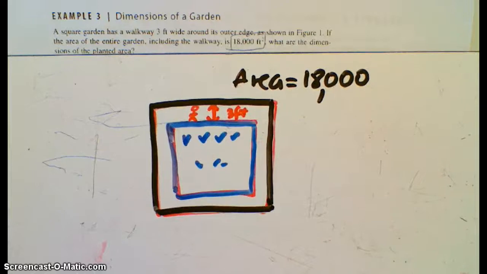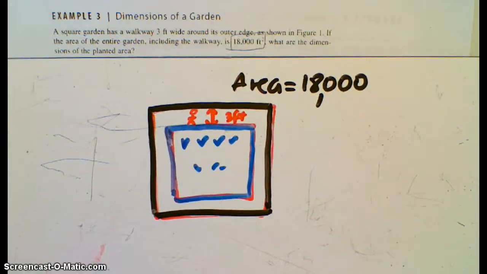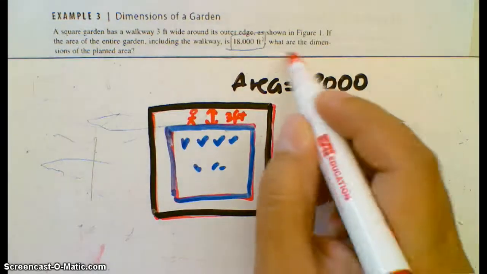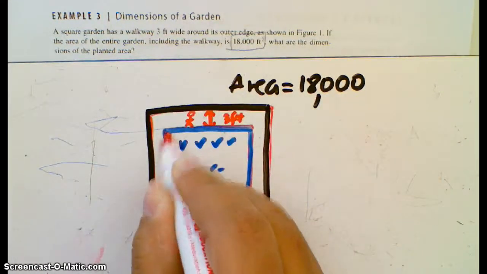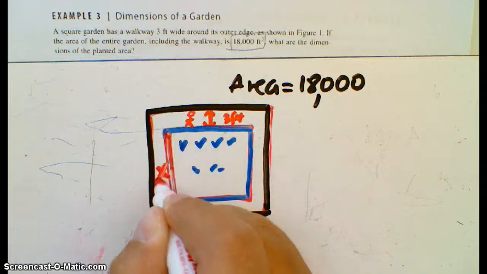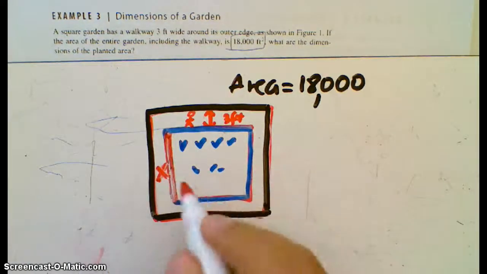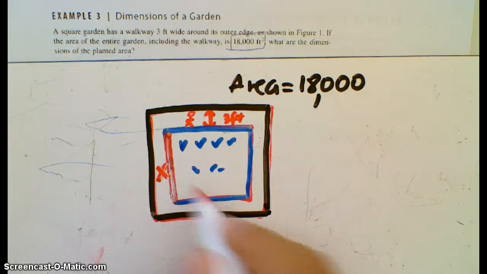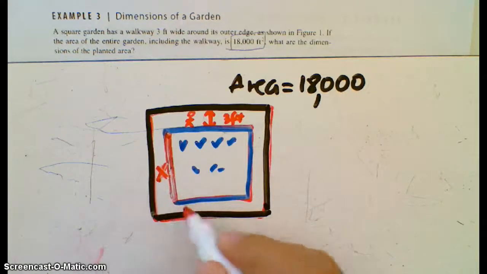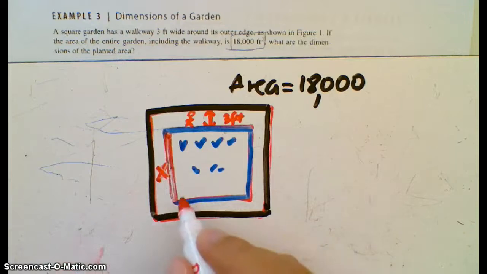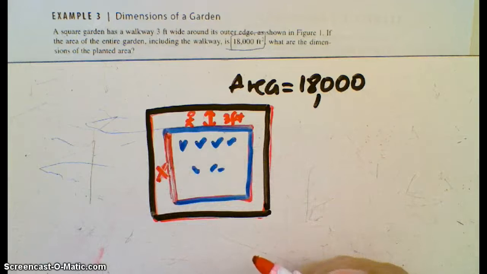So the first thing I'm going to do is identify my variable, what it is that I'm trying to find: the dimensions of the planted area. So this will be my x. And I only have one thing I don't know, because once I know the side of the square, I know the dimensions. If it's 8 feet, then it will be 8 by 8. If it's 9 feet, it will be 9 by 9. So I'm going to call that side x. You could have called any side of the square x, it doesn't matter, because it's a square, all sides are the same.